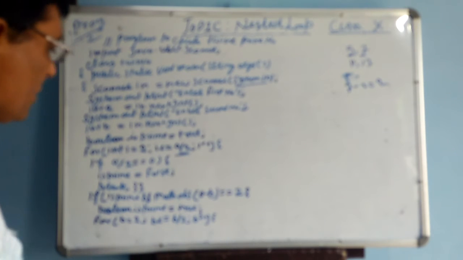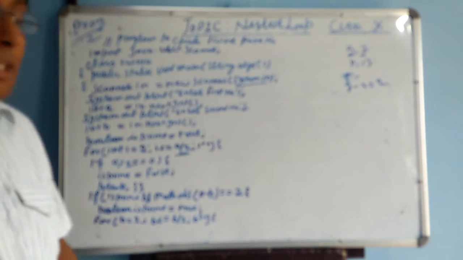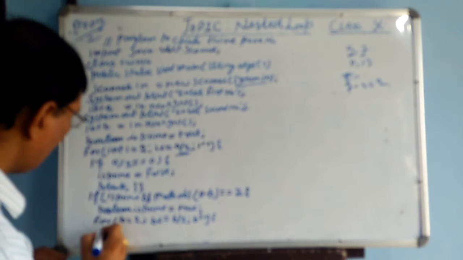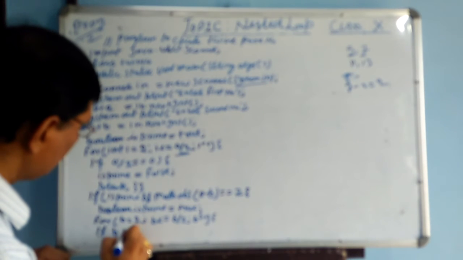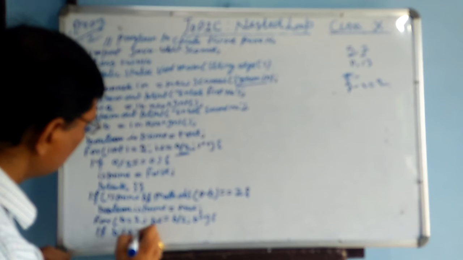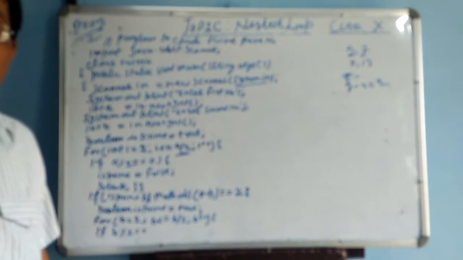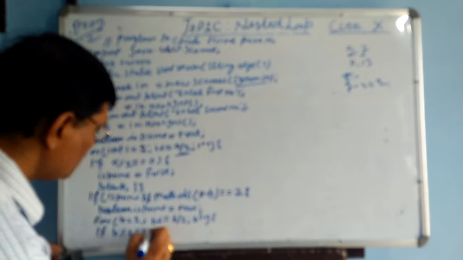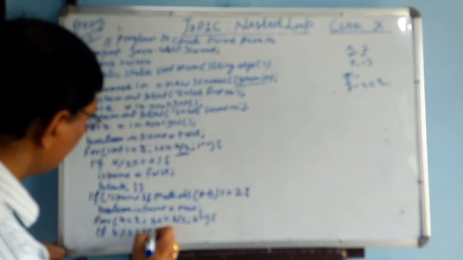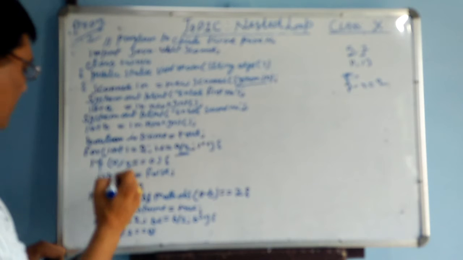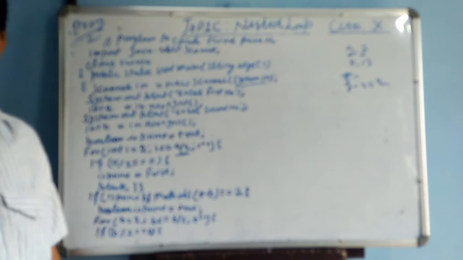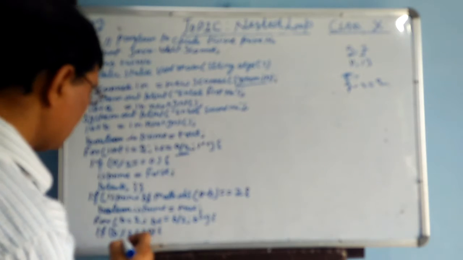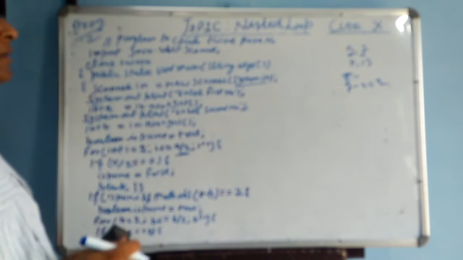Now what you have to do? After that, same, it will check if b modulo 2 equal to how much? 0. And then again curly brackets, means block will be closed.